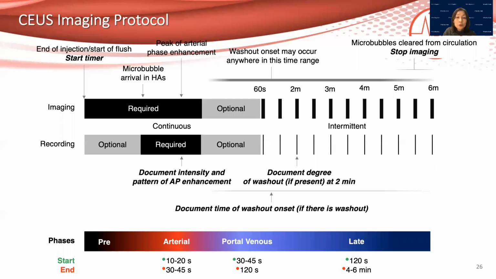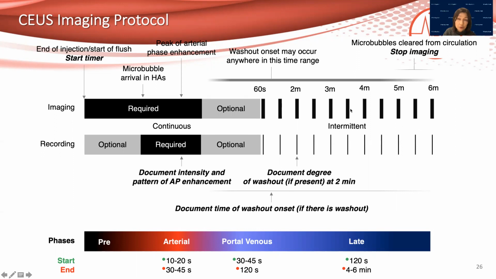So it is very important to do the right imaging protocol for CEUS liver imaging. Basically, you need to do real-time imaging, of course with low MI, to evaluate the arterial phase. I usually stop imaging after peak enhancement. You can continue to watch up to 60 seconds if you would like. But after that, you want to do intermittent imaging.